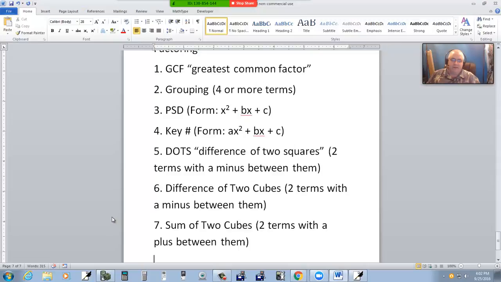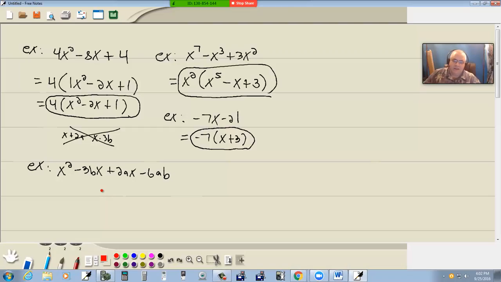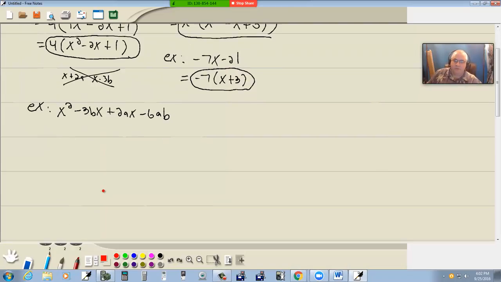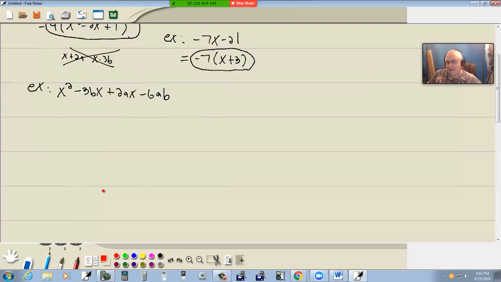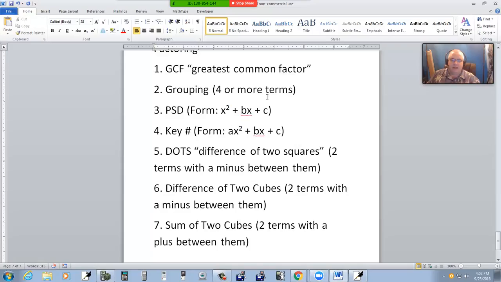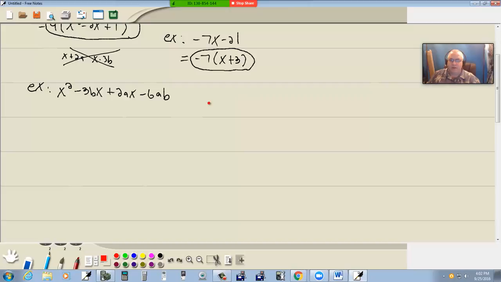Now our first method we're looking for is GCF. Well, if I look at these, I got 4 terms, but they don't have anything in common. Some have a's, some have b's, some have x's, but all 4 terms have nothing in common. Now 4 or more terms, that tells us to try grouping. Now grouping, we're going to group first 2 terms together and group last 2 terms together. And how you group them is putting lines underneath them like what you just seen here.